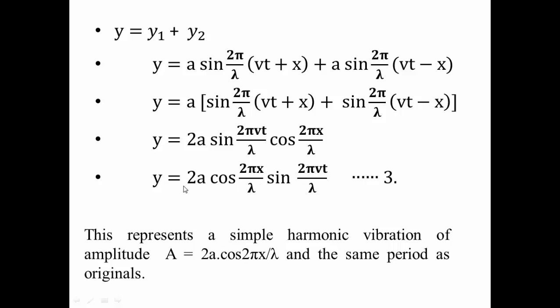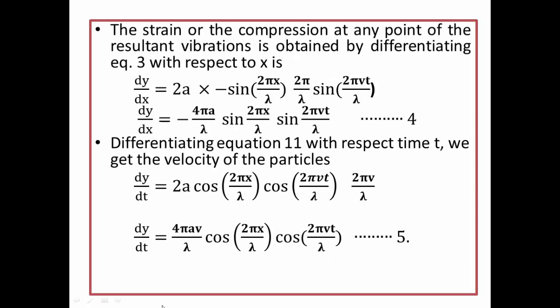So this 2a is constant and sin twice pi Vt by lambda is also constant. So differentiation of cos gives minus sin twice pi x by lambda into twice pi by lambda. So twice pi, 2 into 2 is 4 pi a by lambda. So we get dy by dx is equal to 2a into minus sin twice pi x by lambda into twice pi by lambda into sin twice pi Vt by lambda. This is constant, this is constant.